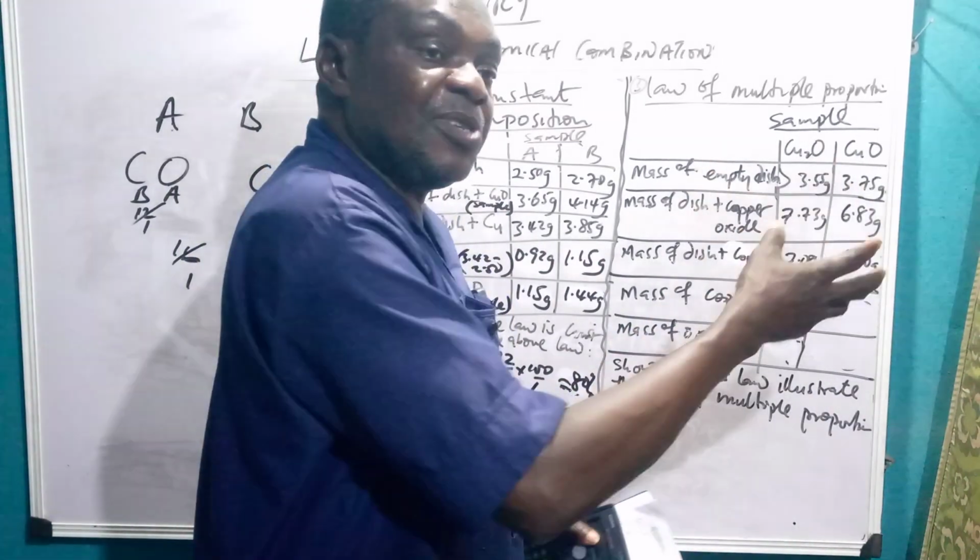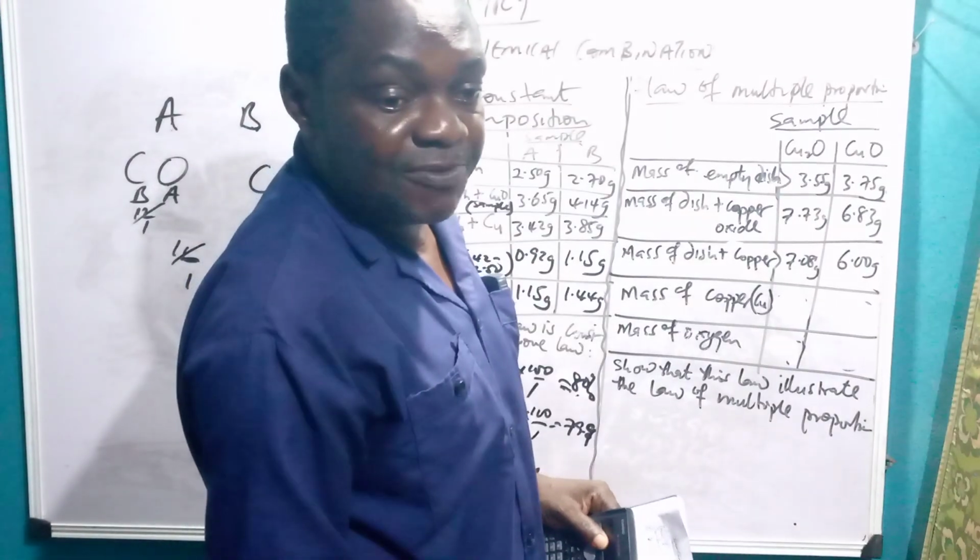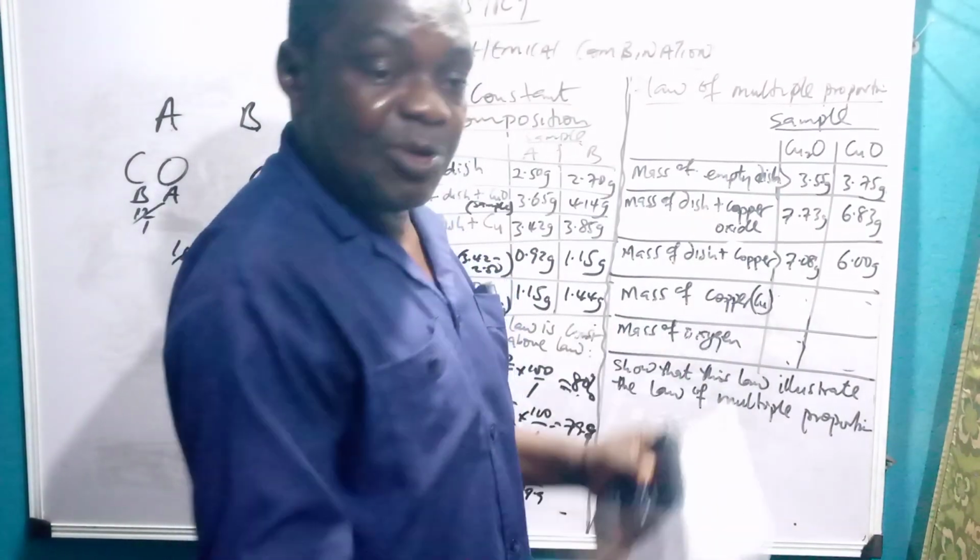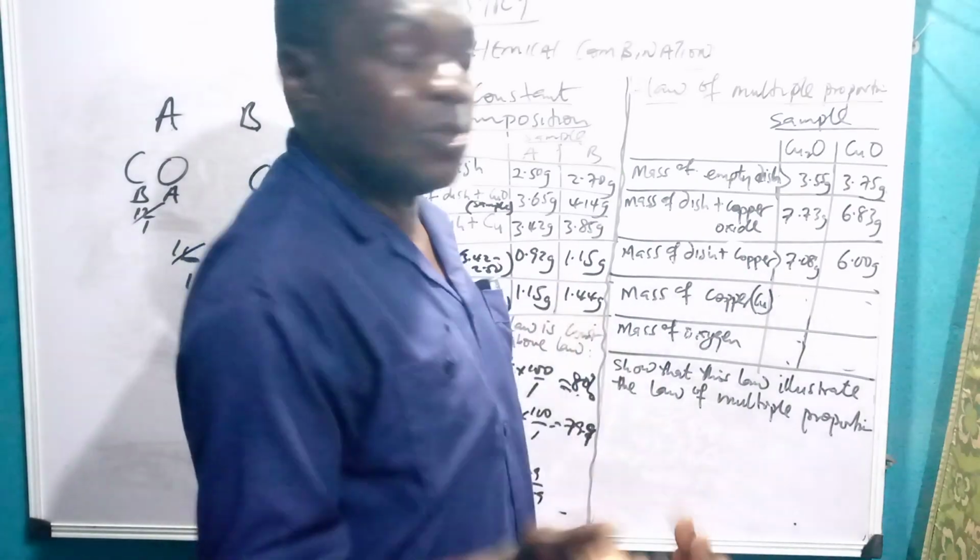You remove the mass of the dish from the mass of the dish and compound, so that you have only the compound you are going to use to work.